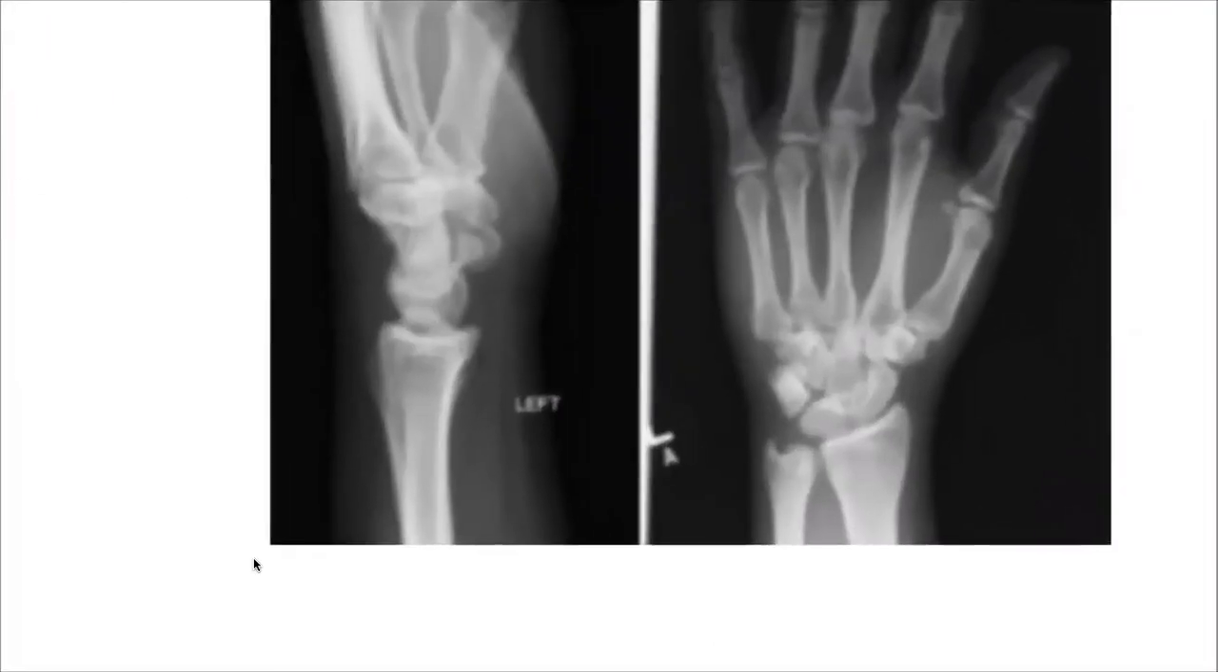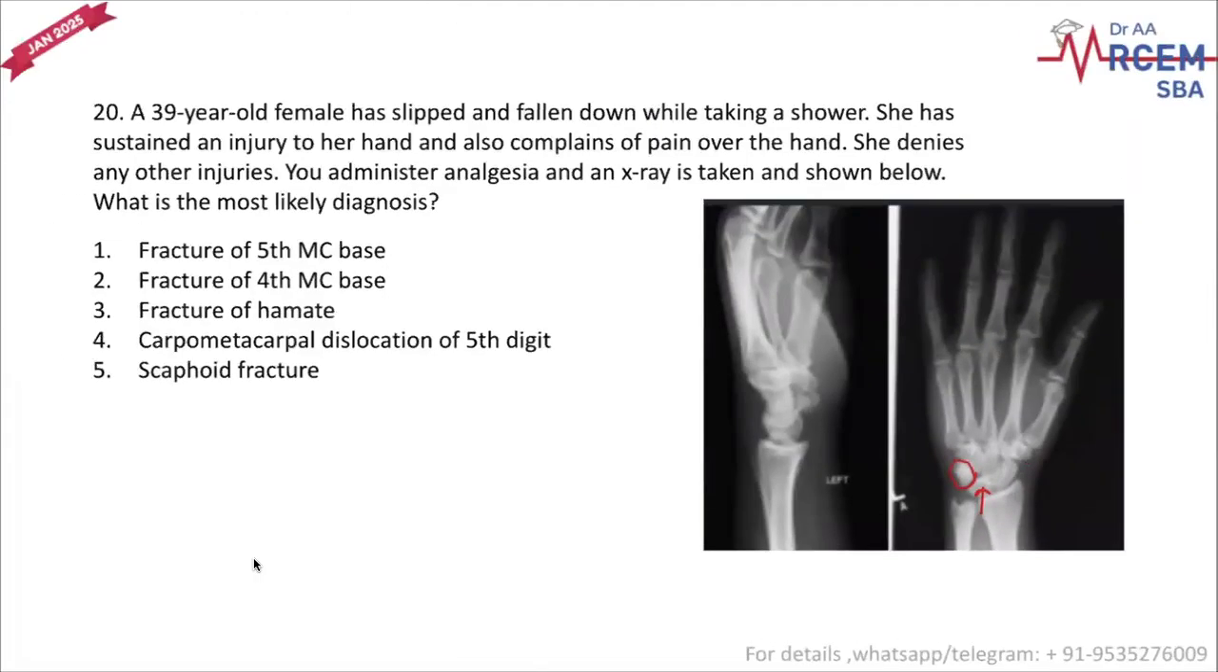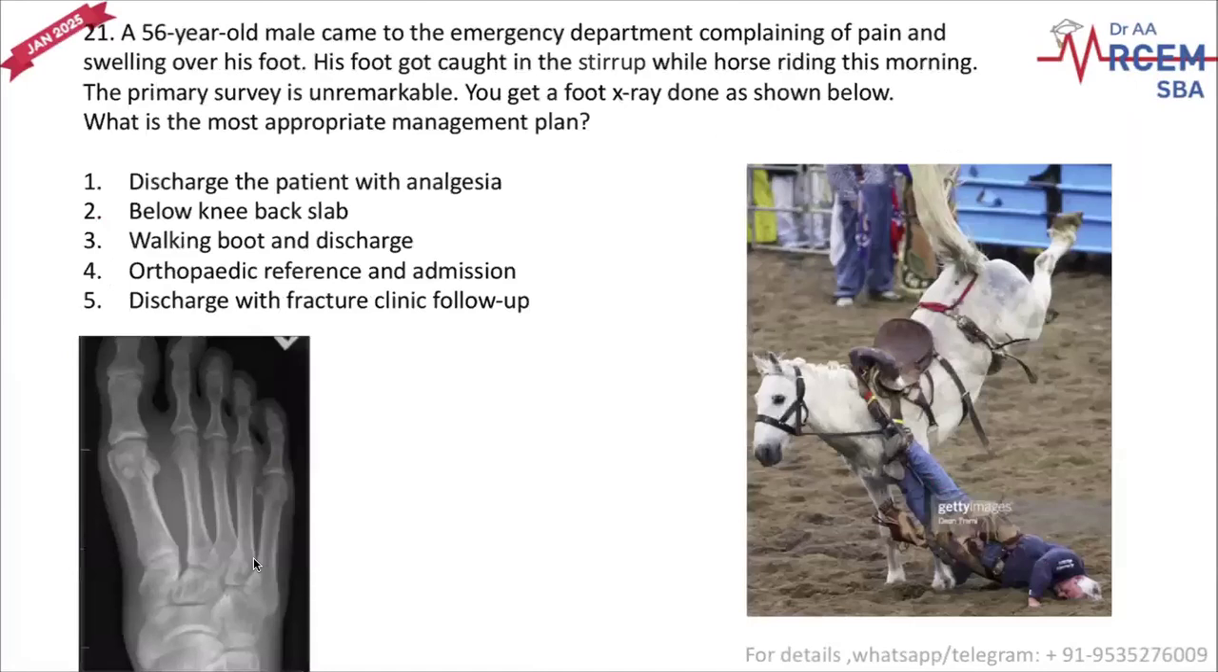It is not a scaphoid fracture, what we are expecting here. The scaphoid bone looks completely fine. Okay, this is the scaphoid bone you are seeing. Scaphoid bone looks completely fine. And this is the lunate bone you are seeing. It is completely fine. So it is not a scaphoid fracture. The carpometacarpal dislocation of the fifth digit is the right answer here.